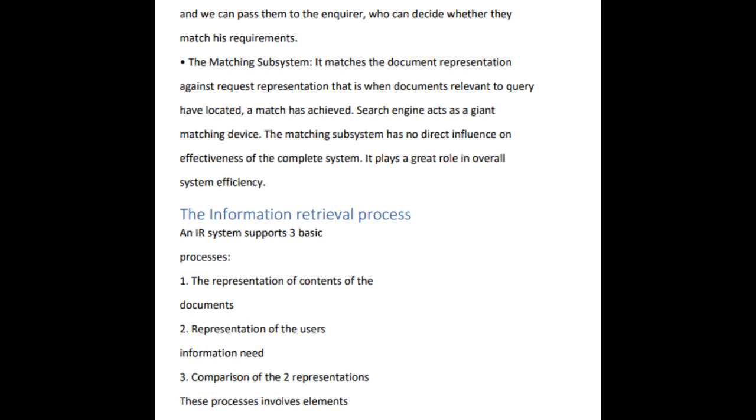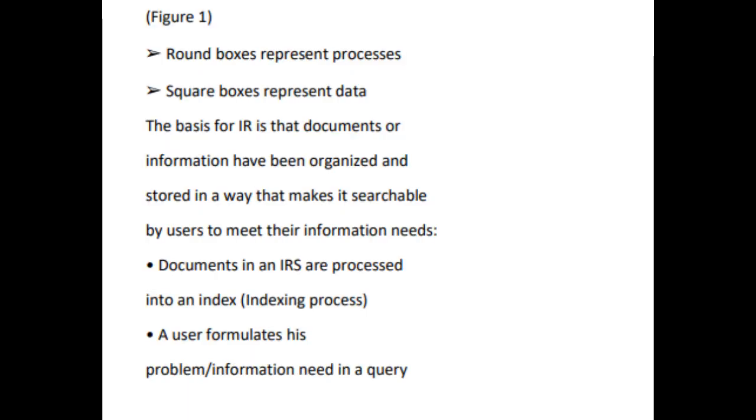The information retrieval process in an IR system supports three basic processes. 1. The representation of the contents of the documents. 2. Representation of the user's information need. 3. Comparison of the two representations. These processes involve elements, Figure 1. Round boxes represent processes, square boxes represent data.